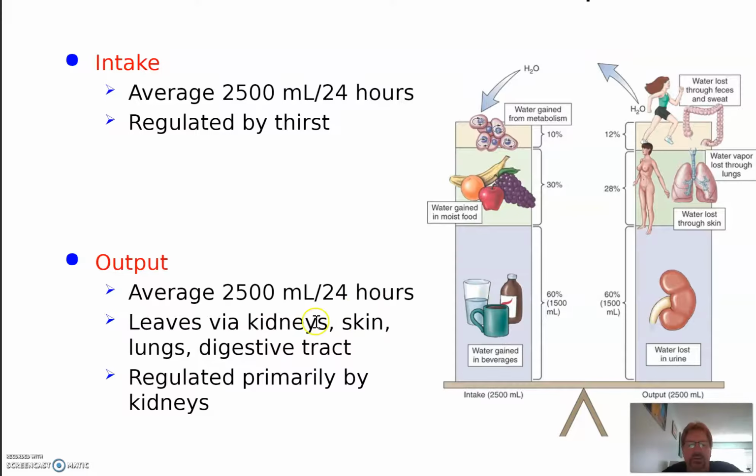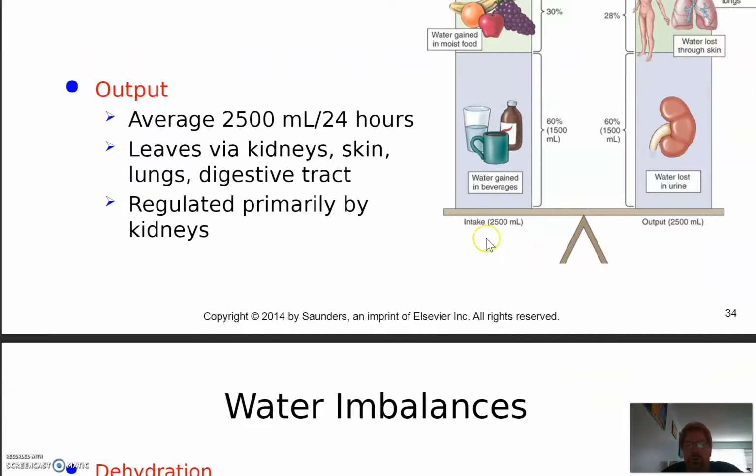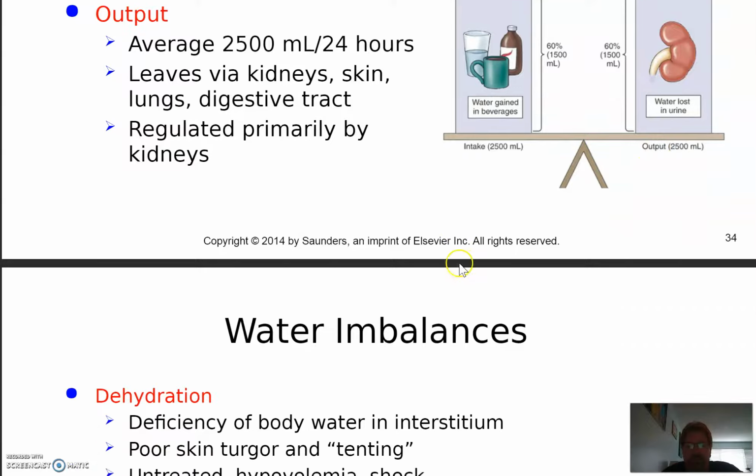Output, we average about 2.5 liters in 24 hours. Water leaves via kidney, skin, lungs, digestive tract, all those different ways, guys. It's regulated primarily by the kidneys. So guess what? The intake equals the output.